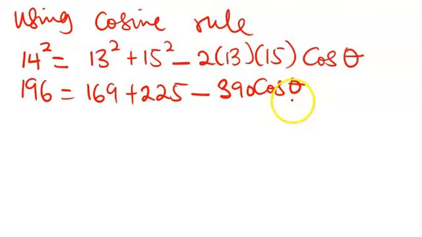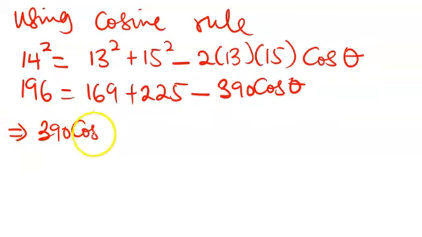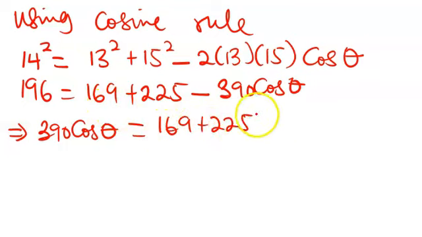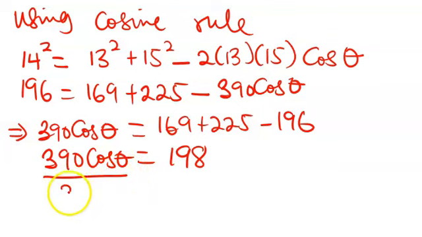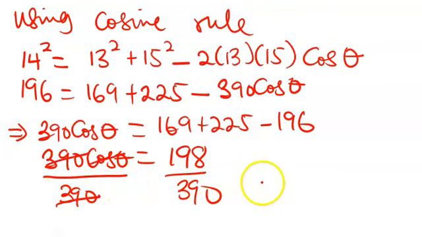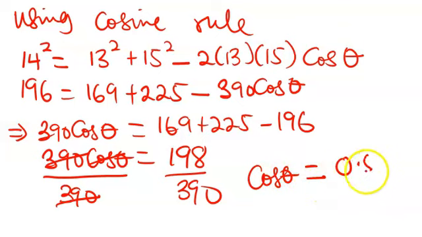Now we want to find this angle. Let's send this one to this side and bring that one over. So this implies that 390 cos theta is equal to 169 plus 225 minus 196. When we add this and that, minus 196, we get 198. When we divide both sides by 390, we have cos theta being equal to 0.5077.